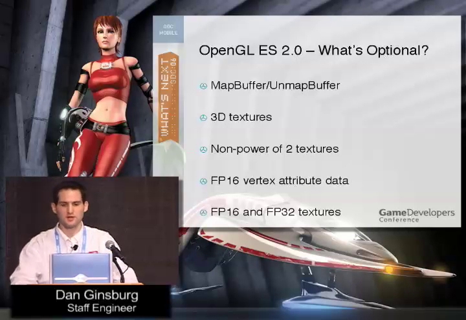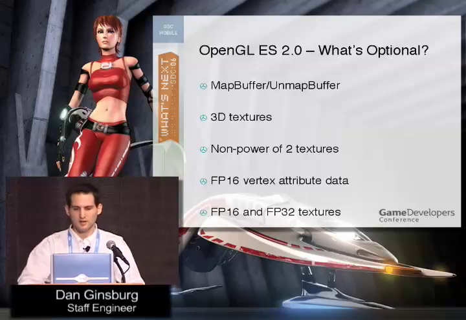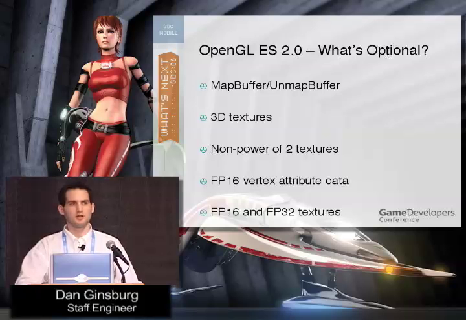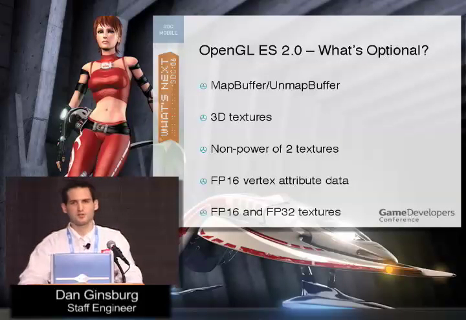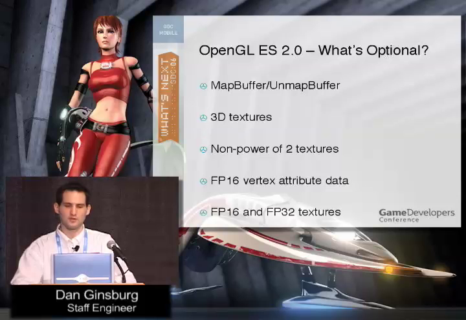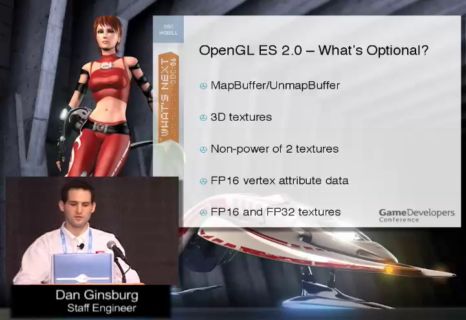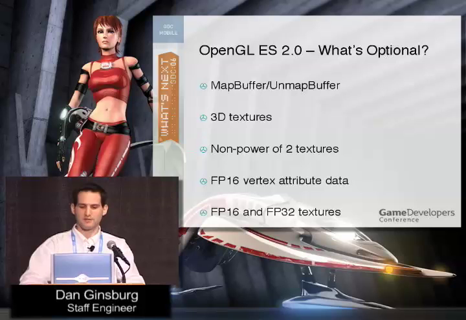And lastly here, we'll talk about what features are optional. The ability to map and unmap a vertex buffer object has been made optional. There were some vendors who had difficulty returning back system memory pointers to vertex buffer objects stored in local video memory. So that'll be exposed as an extension. In addition, 3D textures were made optional. It's a little bit questionable how useful 3D textures are on such small devices with a small amount of memory. Non-power of 2 textures are optional, as well as some of the features I mentioned earlier, the half vertex attribute data and the floating point textures.